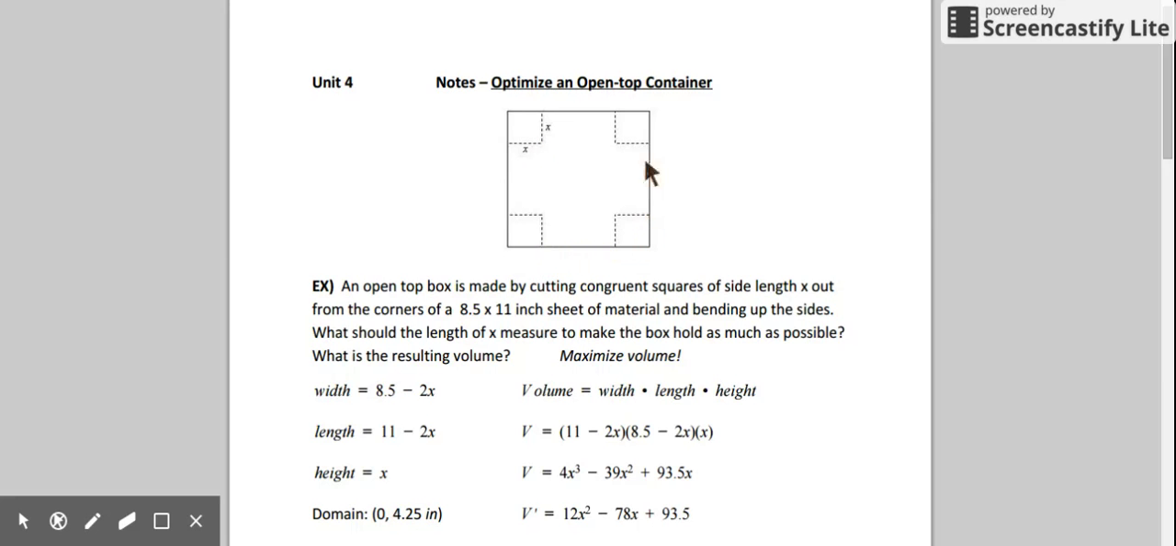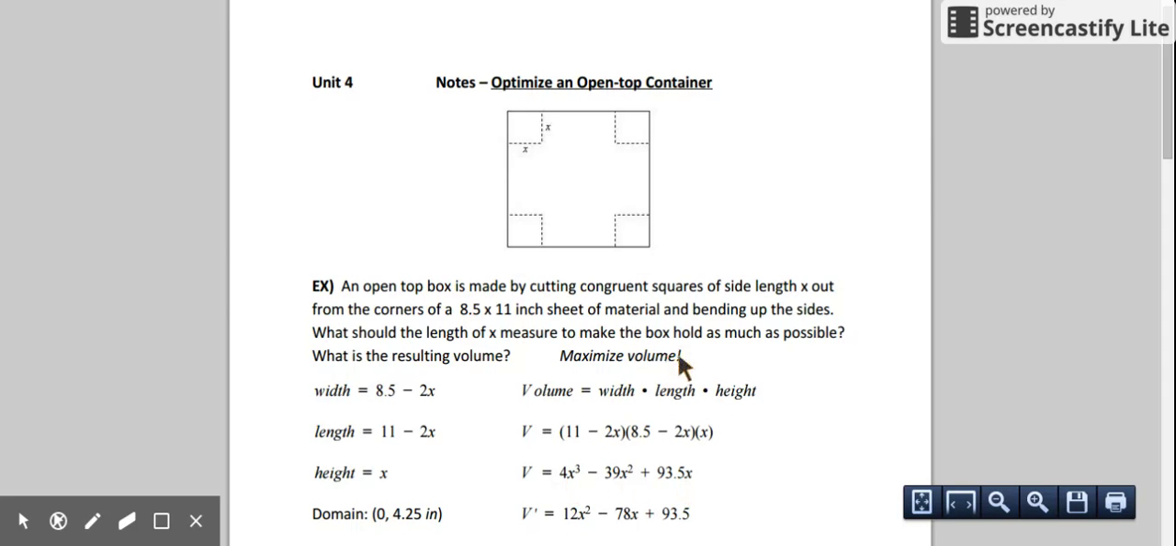And if I take my length, which is 11 inches, and take away two x's, then I get my resulting length right here, which would be 11 minus 2x. And then if we bend up those resulting tabs, the height of our box is really our x value. So we got our 3 dimensions. We can substitute that back into our volume formula and distribute everything. Simplify and get this cubic equation here.